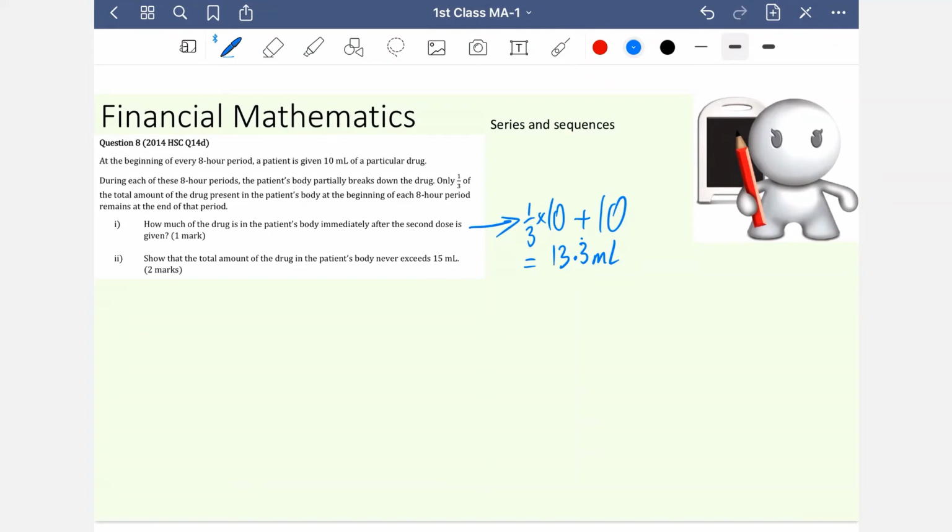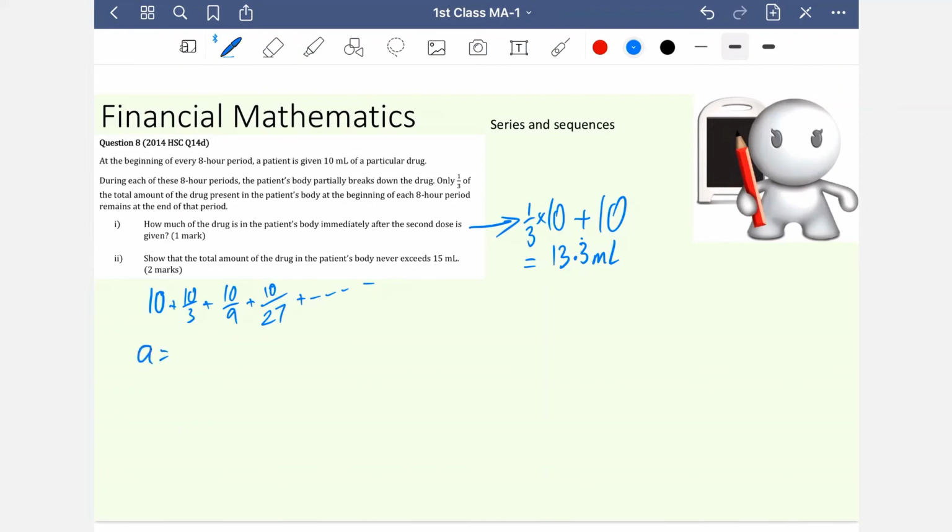Alright, show that the total amount of the drug in a patient's body never exceeds 15 mils. Okay, so you're given 10, then you're given another 10, and in the patient's body, okay, you retain 1/3. Okay, you keep on retaining 1/3. Sorry, 27. Okay, and so on and so on.